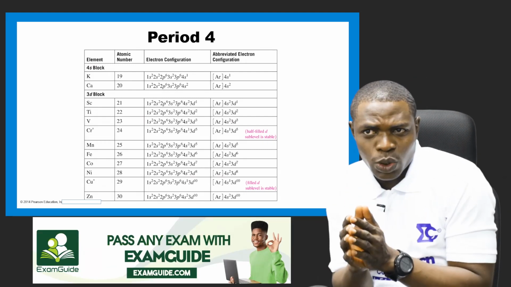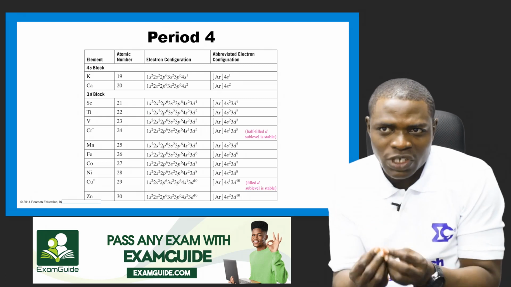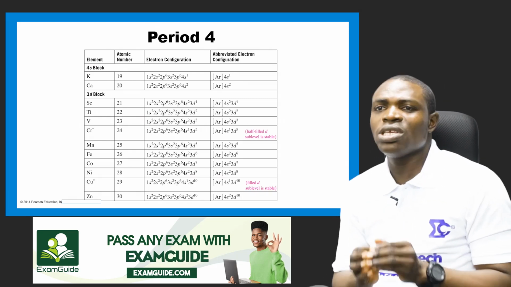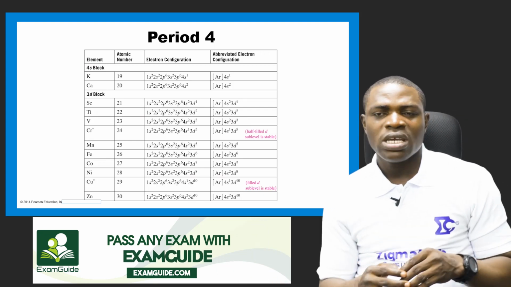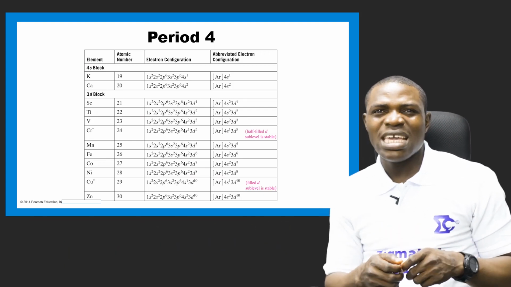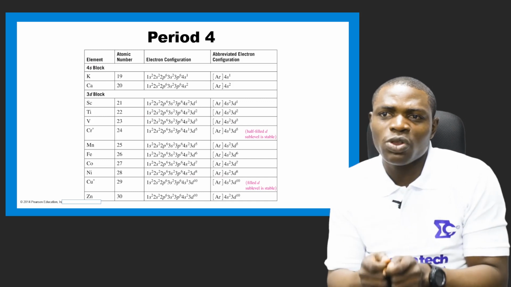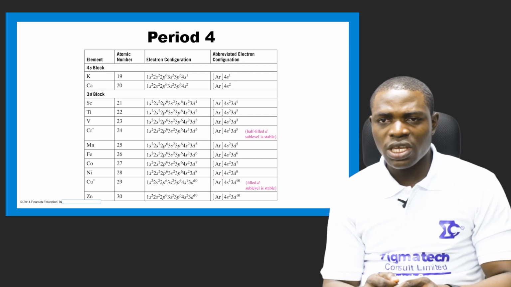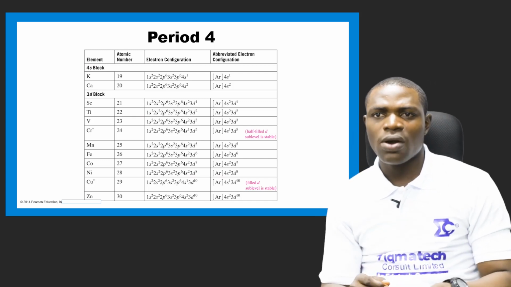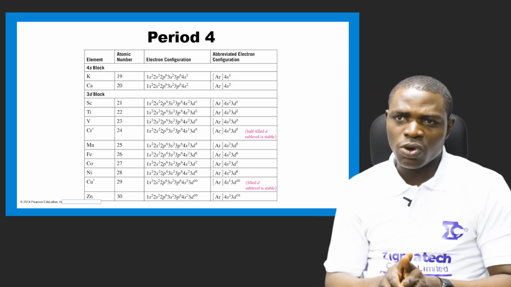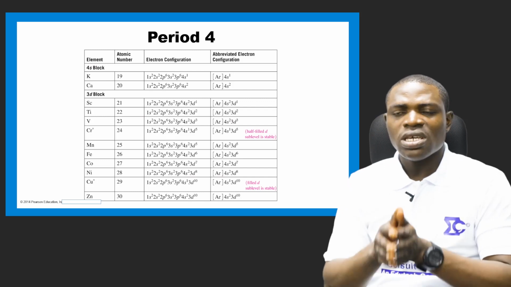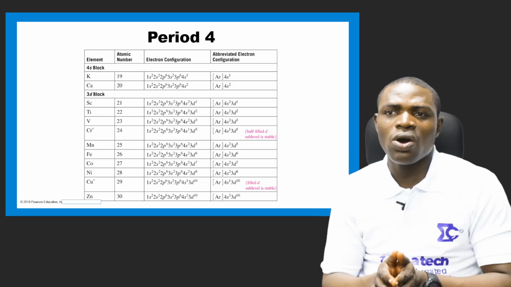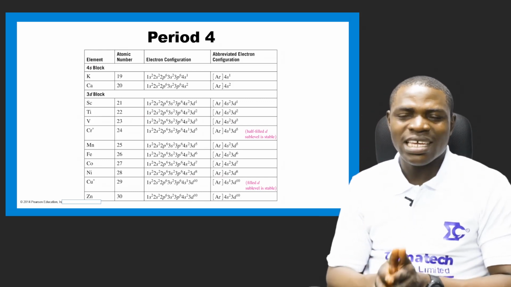Now, do you also know that we can do abbreviation in writing electronic configuration? Yes, we can do abbreviation, but this abbreviation must follow a kind of protocol, because if you fail to follow the condensed protocol, you may not be able to get the electronic configuration. Now, argon is a noble gas, and it has its shell orbitals completely filled with electrons. Argon has atomic number 18.